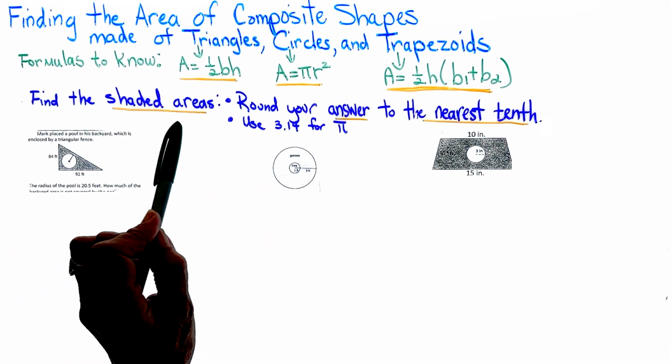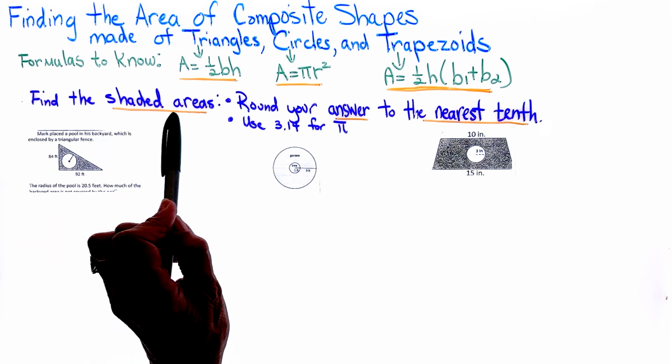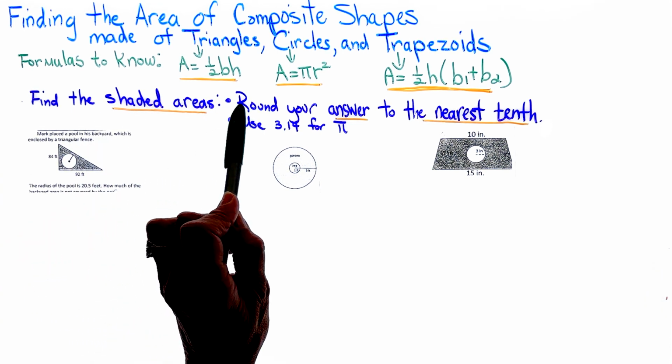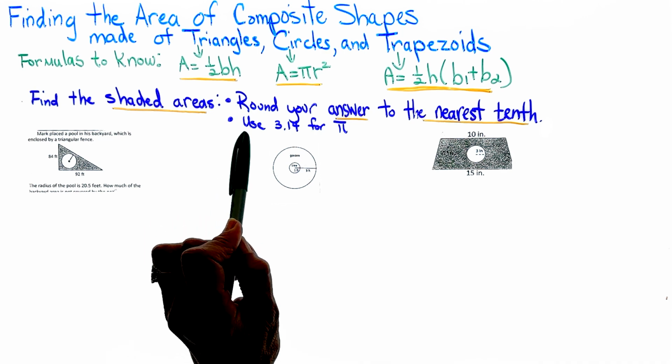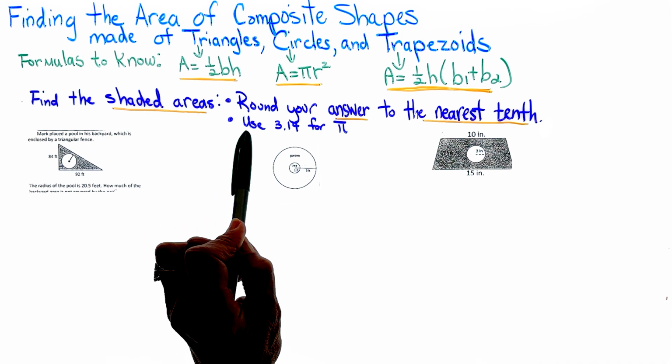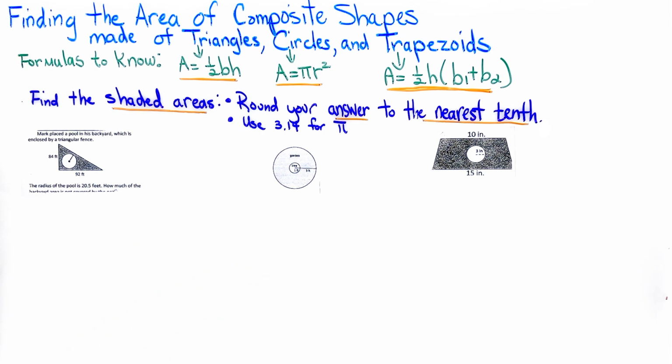So notice the directions tell us to find the shaded areas. We're going to make sure we round our final answer to the nearest tenth. And when we see anything with pi, we're just going to use 3.14 because we do know that it goes on forever. So let's look at our first problem.